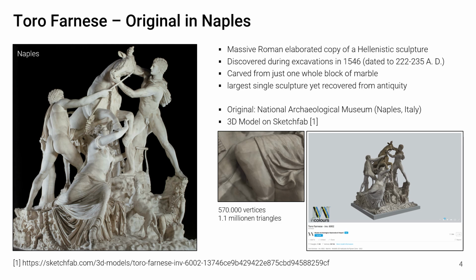A 3D model can be found at Sketchfab with 570,000 vertices and 1.1 million triangles. The model provides a very good overall impression of the Toro Farnese, but the middle image shows that the resolution is not suitable for more precise analyses.